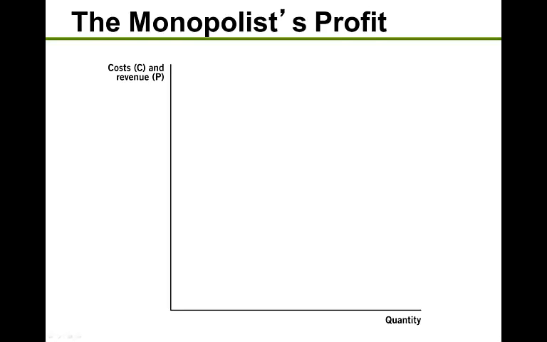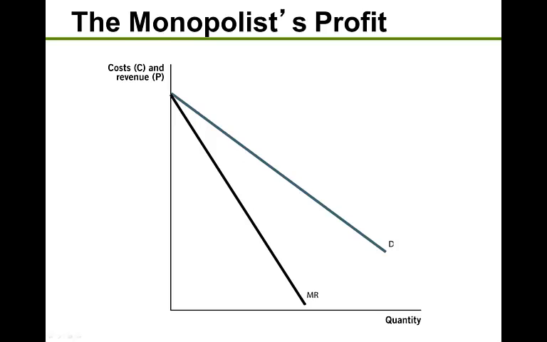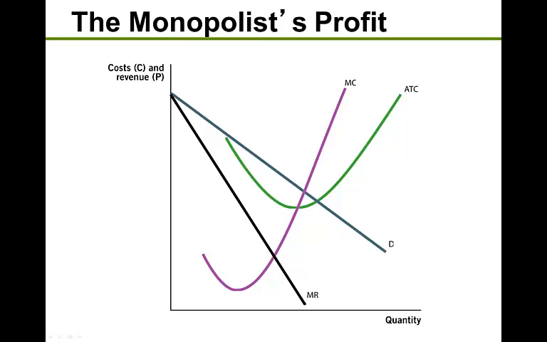So let's see this graphically. Here's our demand curve. Here's our marginal revenue curve. Here's our marginal cost curve. Here's our average total cost curve. Step one, find the quantity at which the monopolist is going to produce. That is going to be the quantity where marginal cost crosses marginal revenue, or right here. Step two is to trace this quantity up to the demand curve and over. That gives you the price that the monopolist is going to charge.